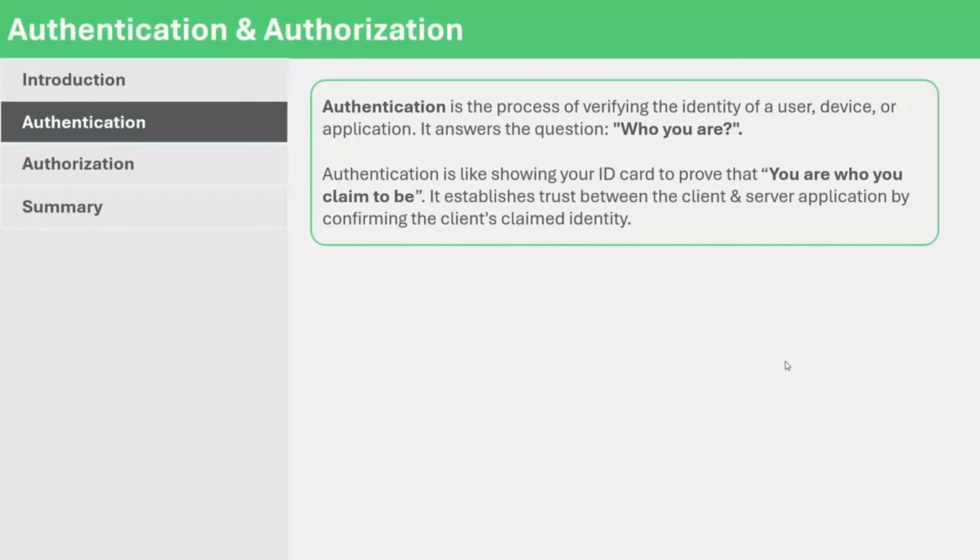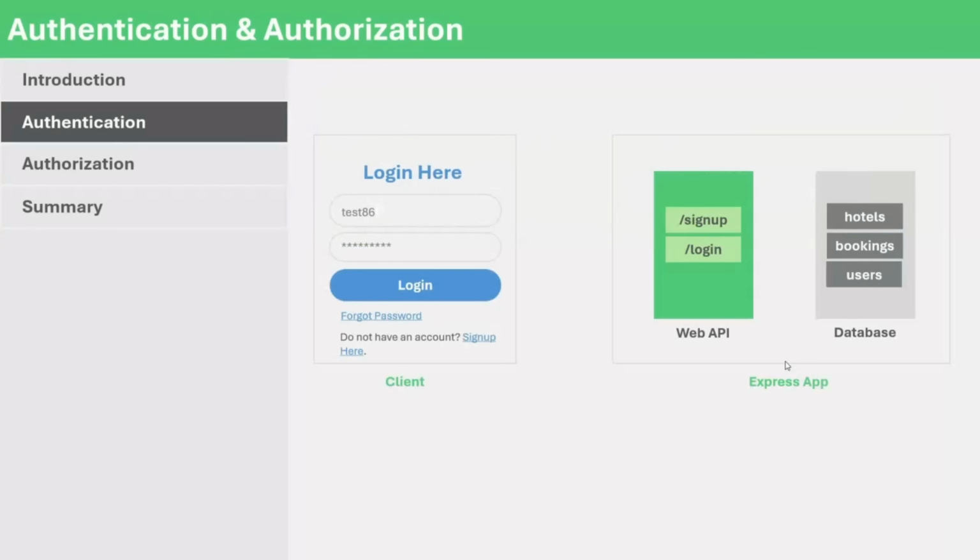When you try to access the secure part of a website or a web application, the application needs to confirm that you are indeed the person you claim to be. And this is where authentication comes in. It's about answering the question, are you who you say you are? Now, in context of a web application or a web API, authentication is done using a login mechanism.